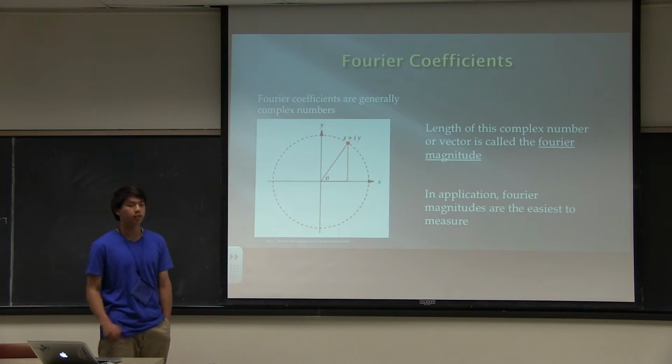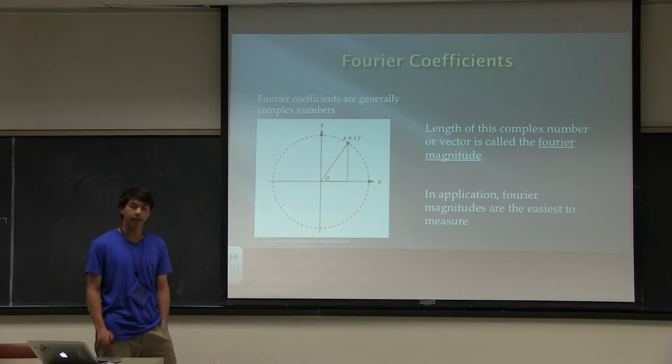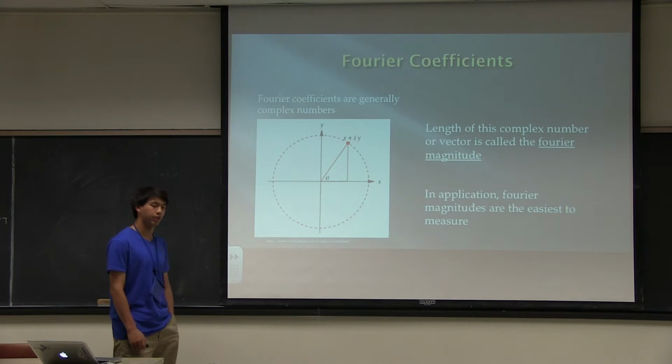For coefficients, they're generally complex numbers. The length of this complex number is called the Fourier magnitude. And in application, this is the easiest thing to measure from a signal. And we'll see that in just a second. But yeah, the Fourier magnitude is just the length of this complex number.